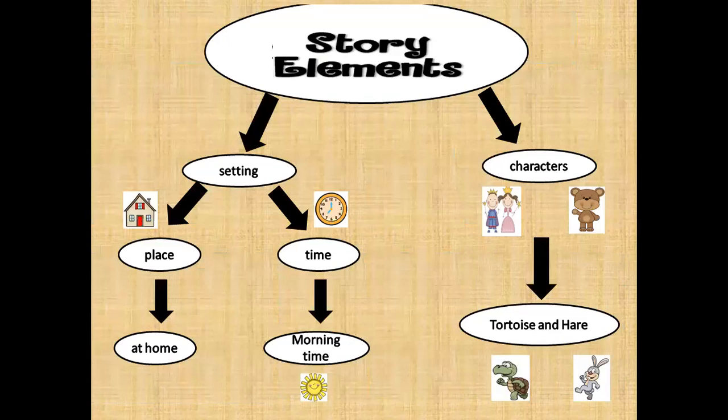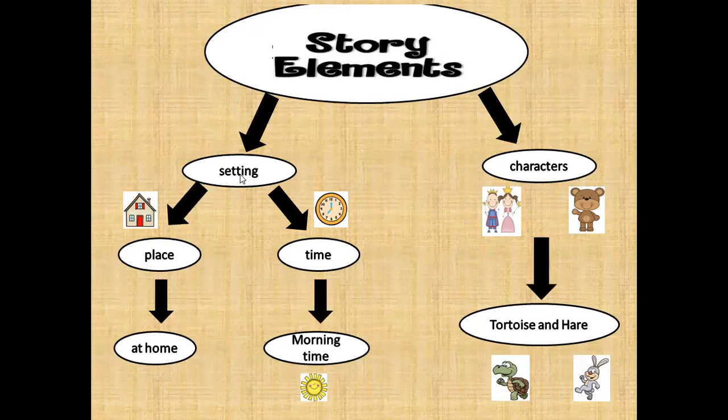In this slide, I'll discuss the story elements one by one with you, and I'll give the definition of all of them. After that, and according to the definition, we will apply them on our story. Let's start. Each story has 5 important elements, but you as a first grader, we're going to talk about just 2 of them, which are the setting and the characters.